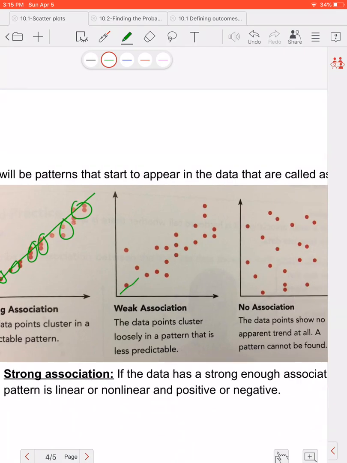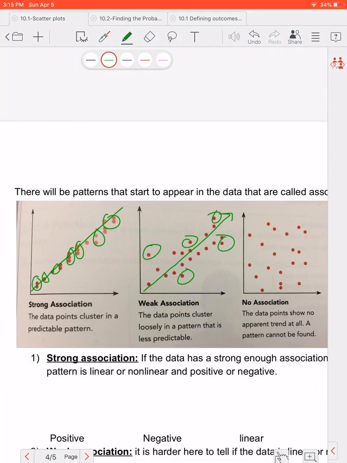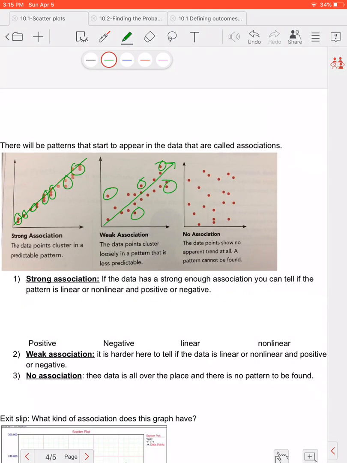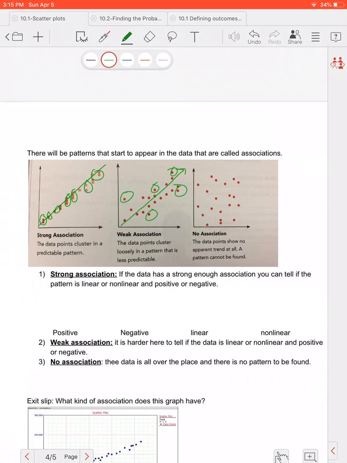Weak association, we can still see kind of a pattern going on here. We can see it's kind of in a positive correlation there. But the points are starting to get a little farther away from that line. They're not as tight as in this first one. And then no association, I can't tell if it's going this way, that way, anything. They're not close to any particular line. Okay? So again, here's kind of each one broken down into words for you.